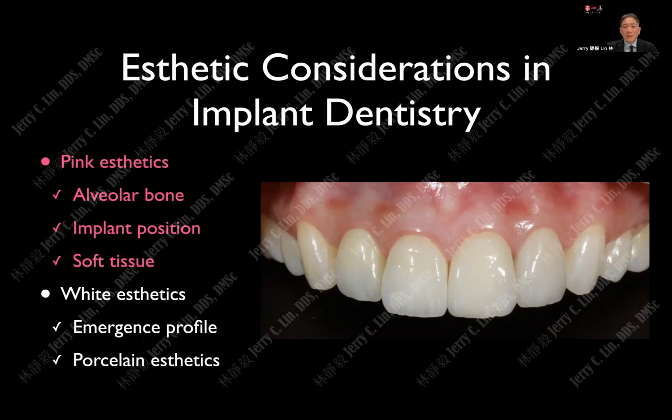It's not only the soft tissue that matters. You've got to look into everything underneath the soft tissue. So pink aesthetics is not only the soft tissue itself, it's also the bone, implant position, and of course, the soft tissue. And for white aesthetics, the important thing is the emergence profile, how to build up a good emergence profile for aesthetics, and also the porcelain aesthetics for the final work.